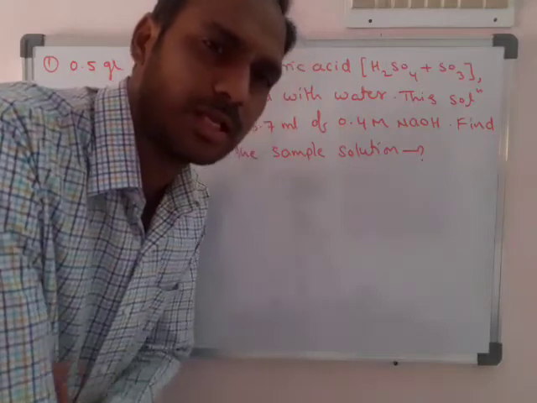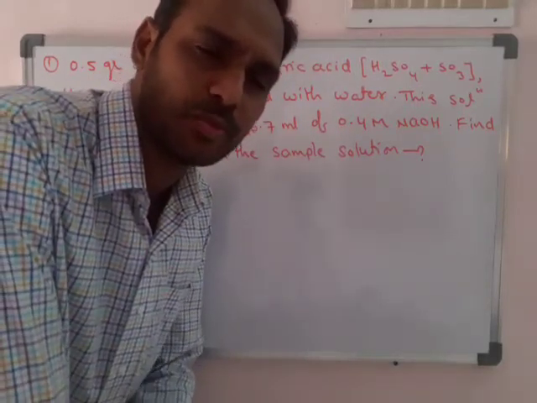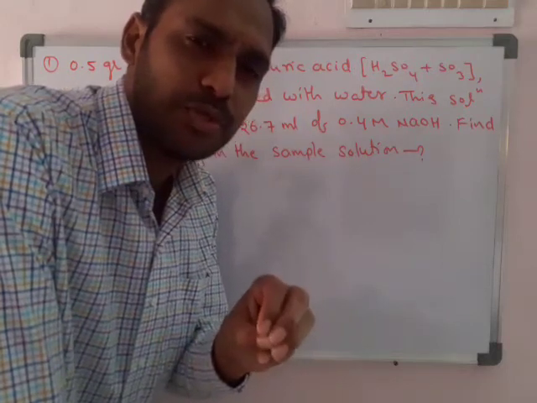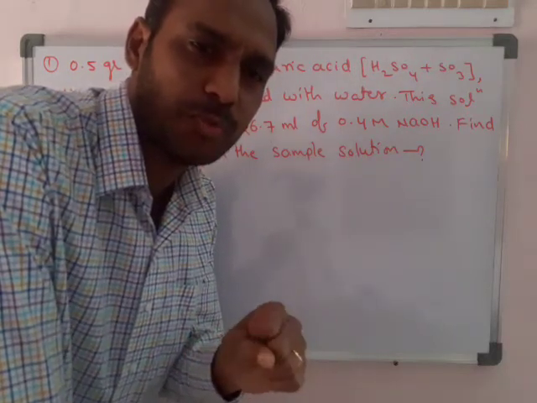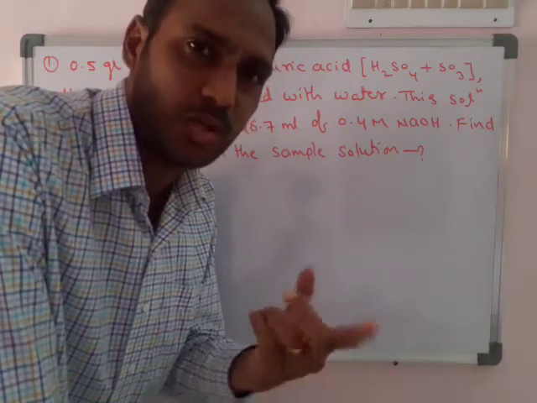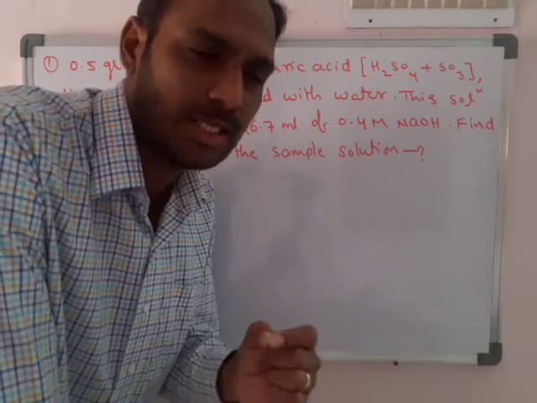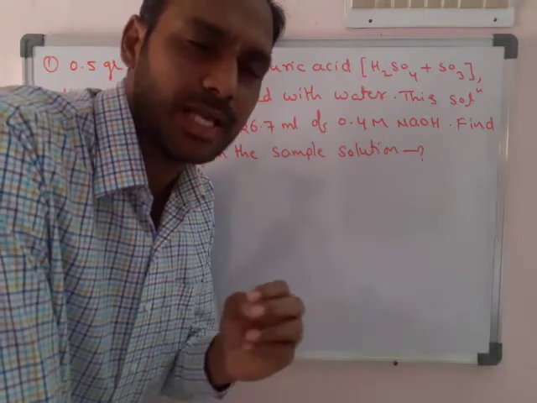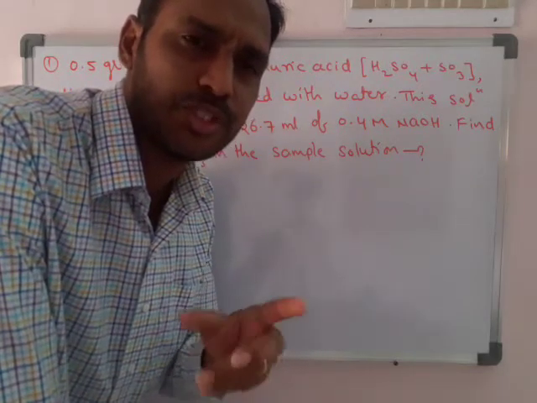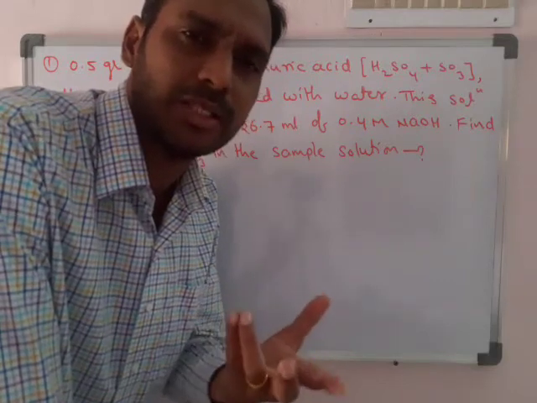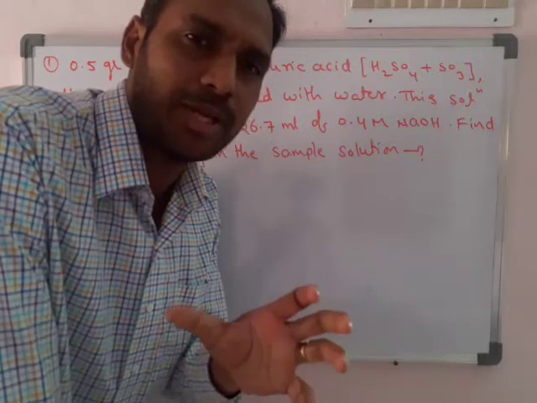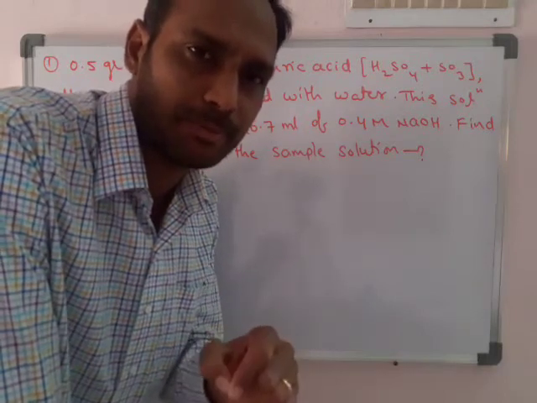Hello students. Today we see some problems in stoichiometry, in which a mixture of compounds is treated with acids or base or oxidizing agent or reducing agent. Generally these reactions are called titration reactions. Titration means reacting with the help of apparatus called a burette and pipette.